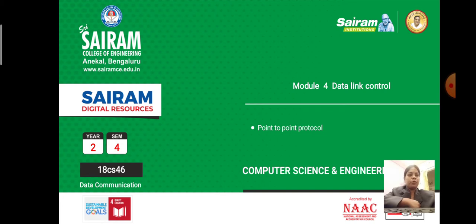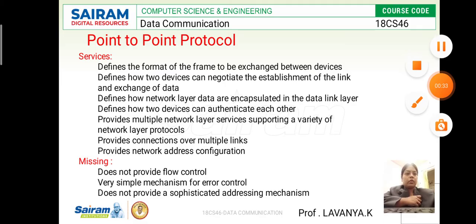In that fourth module, the chapter name is data link control. And in this data link control, today's topic is the point-to-point protocol, what the point-to-point protocol services are, what the framing format of the point-to-point protocol is, and what the different transition phases of the point-to-point protocol are. This is what I am going to complete in this session.